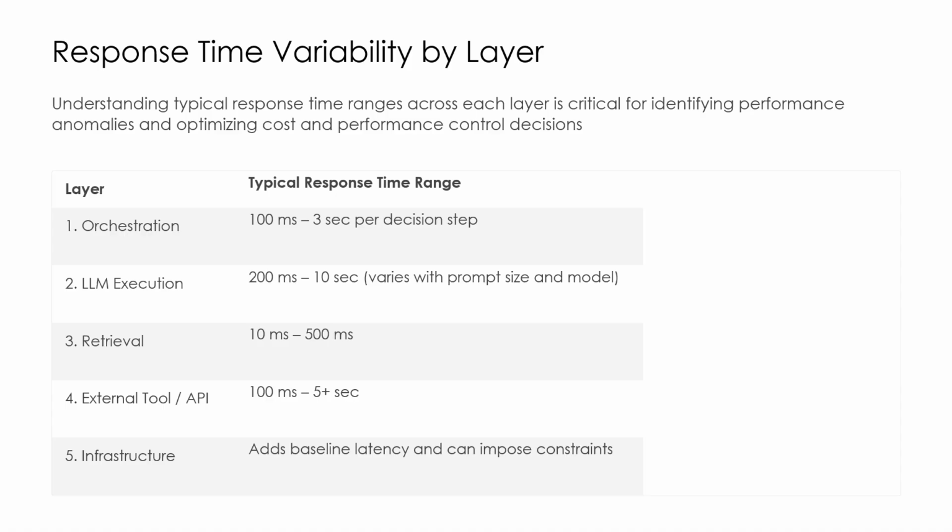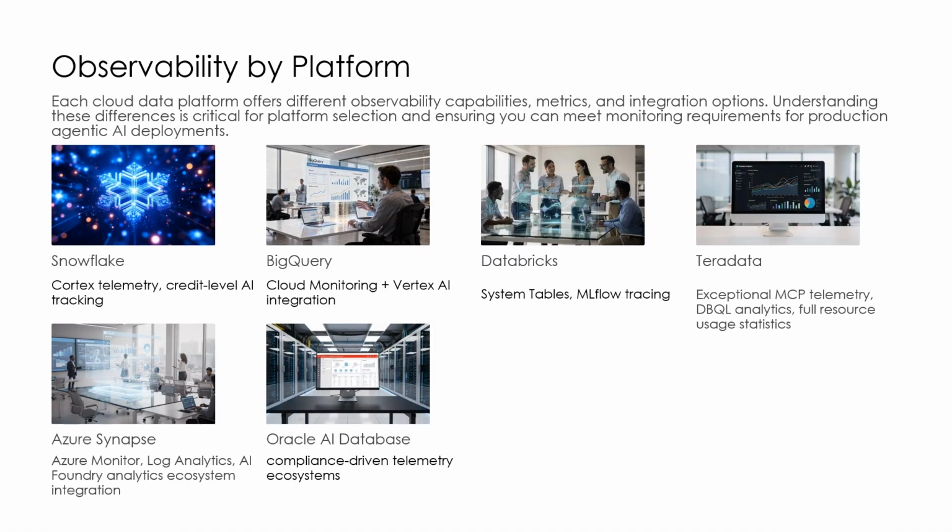They also expose very different types of measurement data. For example, Snowflake provides Cortex telemetry. Databricks provides system tables and MLflow tracing data. Teradata has exceptional measurement data, including information about CPU and GPU utilization. BigQuery integrates with Cloud Monitoring. So platform choice directly impacts your ability to organize observability and govern agentic workloads successfully.